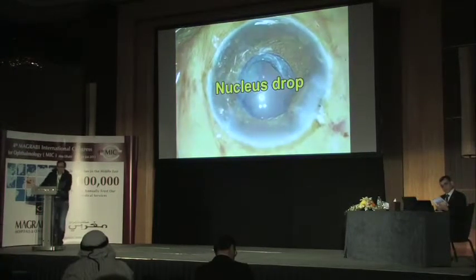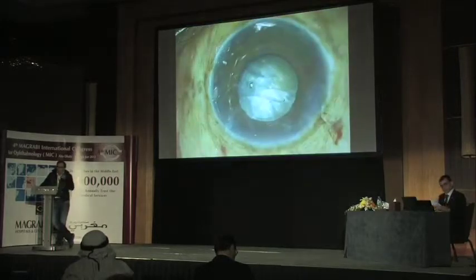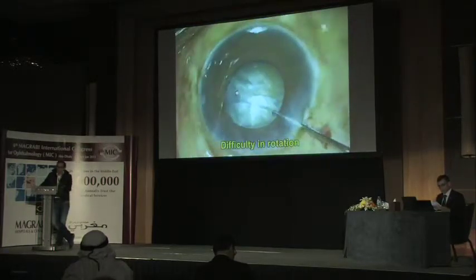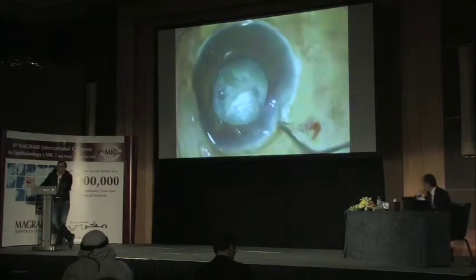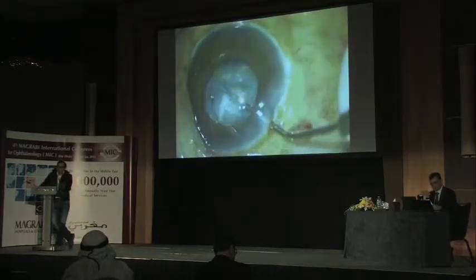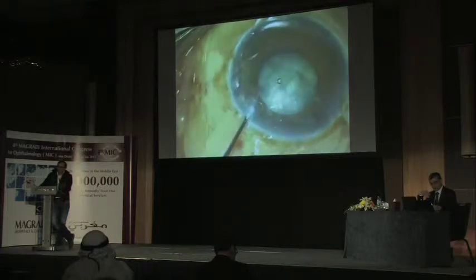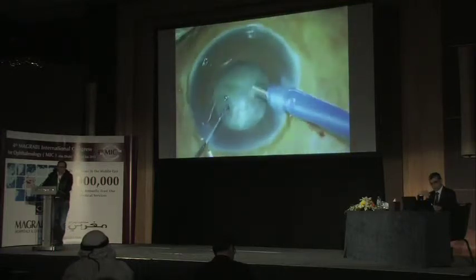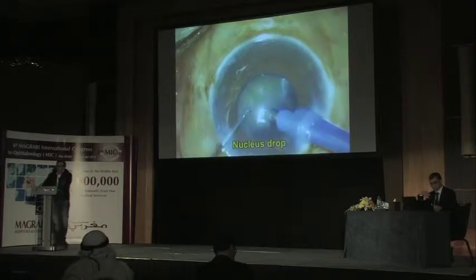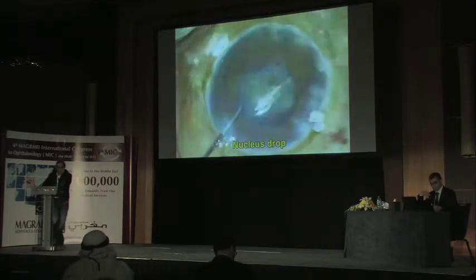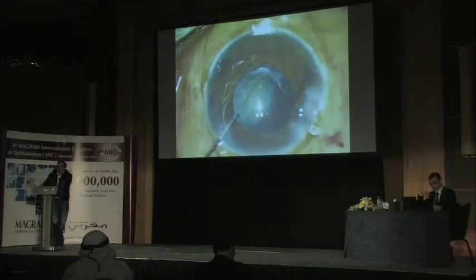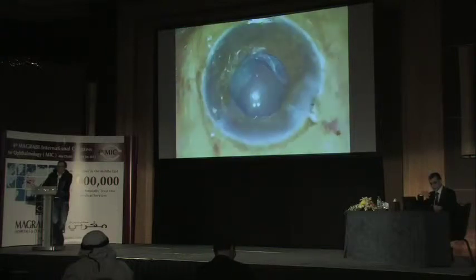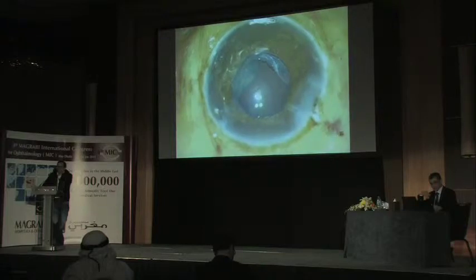So let's see some videos, and let's see how to manage various problems. Now, the first thing, if you see here, in this case, this was the brown cataract. Now, you can see I'm having difficulty in rotation. When I'm having difficulty in rotation, I should have understood there's a problem. But I am a bad surgeon, so look at that, gone. The moment I should have realized when I was having difficulty, I should have stopped. I did not. I went for phaco, and boom, nucleus down.